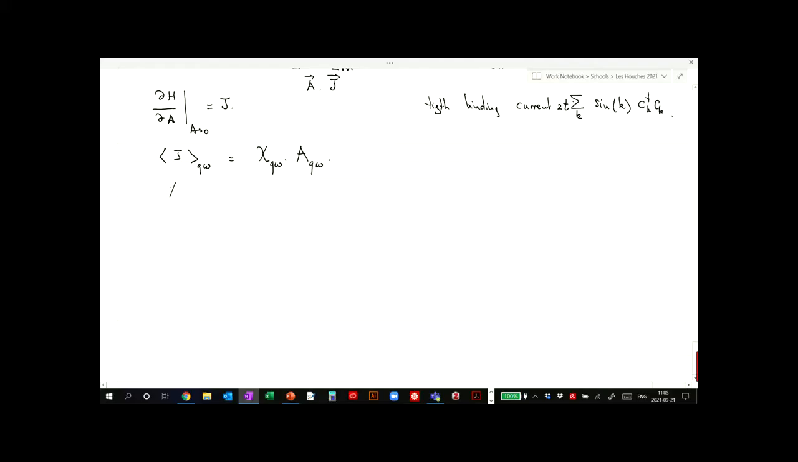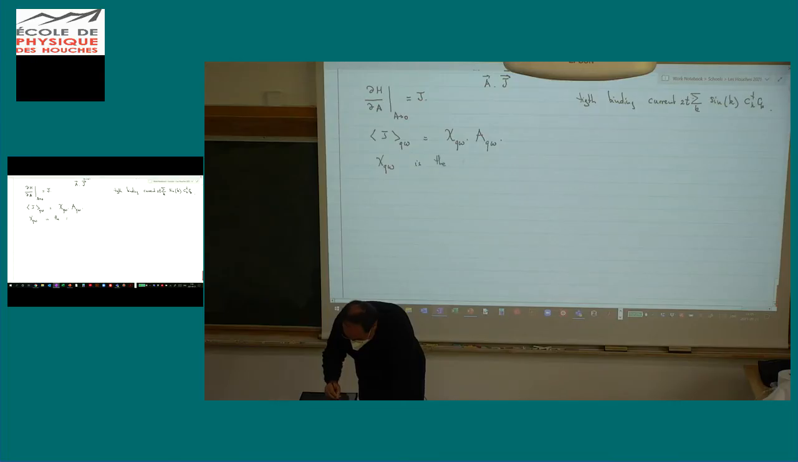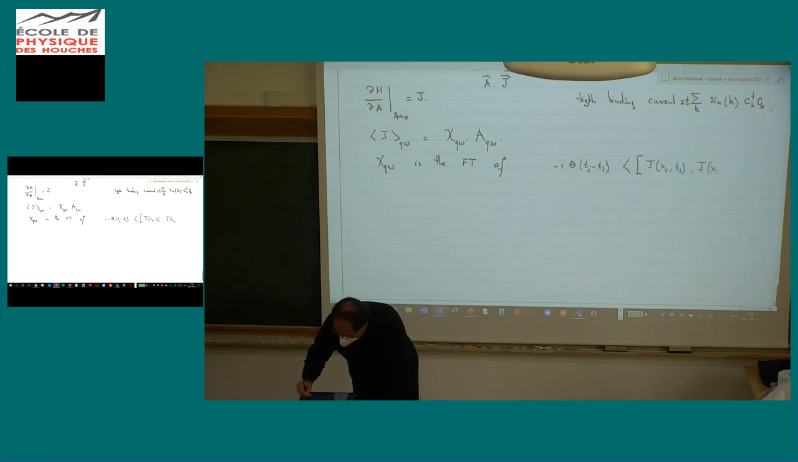And the susceptibility chi of Q and omega is the Fourier transform of minus i theta of t1 minus t2 times the average of the commutator of J of x1 t1, J of x2 t2, and this is the Heisenberg representation, and this is computed with the Hamiltonian H0.